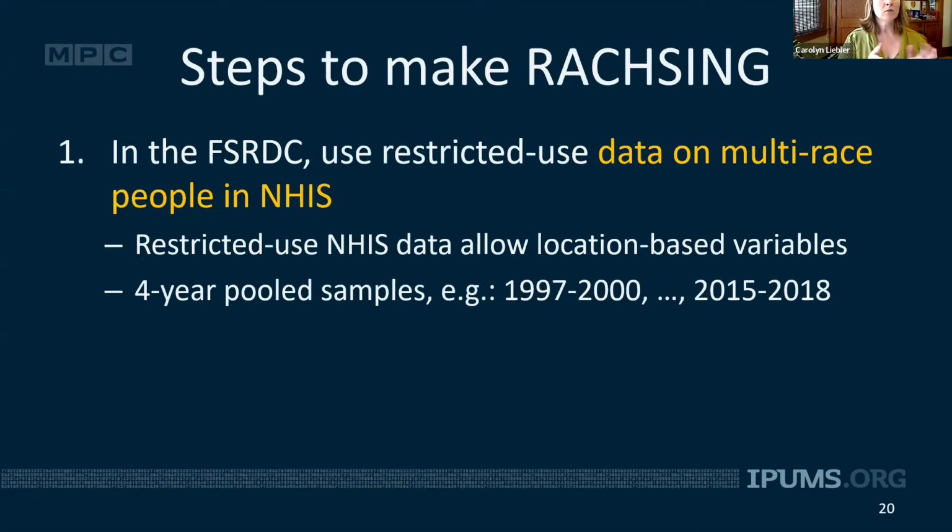So now I want to just briefly walk you through the steps I took to make RACHSING so you understand more where it's coming from. So in the Federal Statistical Research Data Center, I used restricted use data on multiple race people in the National Health Interview Survey. The restricted use version of the data allows location-based variables, and the prediction equations require location-based variables. So that's why I needed to go into the RDC. And I think that's why no one has updated the NCHS equations, even though it's been a very long time. So I used the 4-year pooled samples for every 4-year period between 1997 and 2018. And I created prediction equations separately for each of these samples.